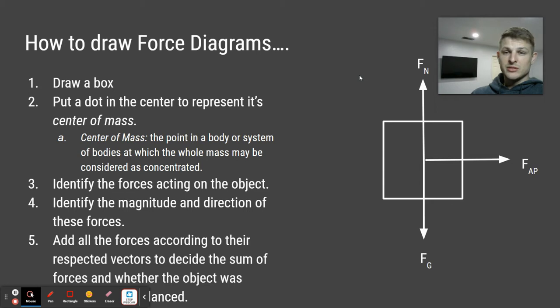We talked about this when we talked about scalar and vector quantities in 2.2, right? And then ultimately, what direction are they pointing? Okay, and then you're going to add all the forces up according to their respective vector, according to their direction, because ones in opposite directions actually cancel out. We're going to talk about that a little later. And then ultimately, you will decide whether the object is balanced or unbalanced.